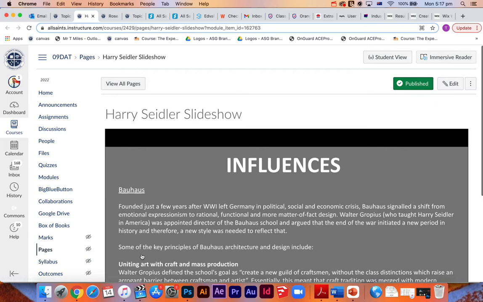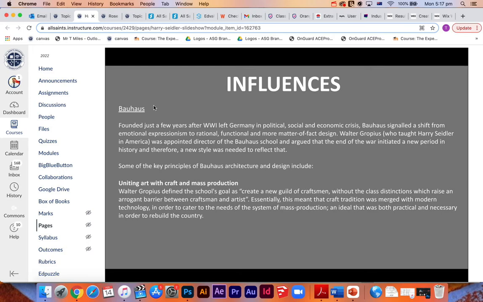So, Harry Seidler's influences: the Bauhaus, which we talked about before a little bit. I'll let you read about that, and you can probably do a little bit of extra research there. The Bauhaus school argued, and this is where it was formed from, that the end of the war initiated a new period in history, and therefore a new style was needed to reflect that. So this style came about at the end of the war. It was saying, it's been such a horrible time, we need a break in design, a new rejuvenation of design to reflect the fact that we're in a new phase of history.